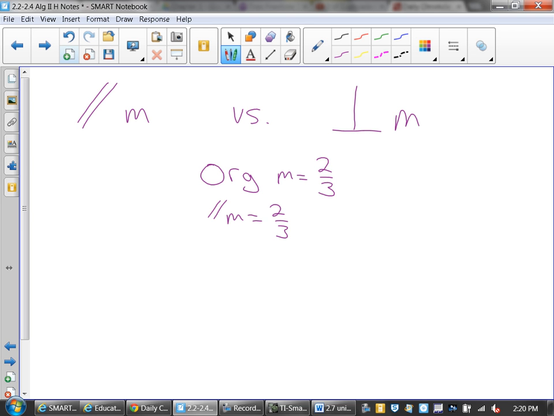It's 2/3. Very good. Remember, parallel lines have congruent or equal slopes. What would its perpendicular slope be? It's the opposite reciprocal. So what is the parallel slope to a slope of 0? That would be 0. But they just have different y intercepts. Then what would be the perpendicular slope to a slope of 0?